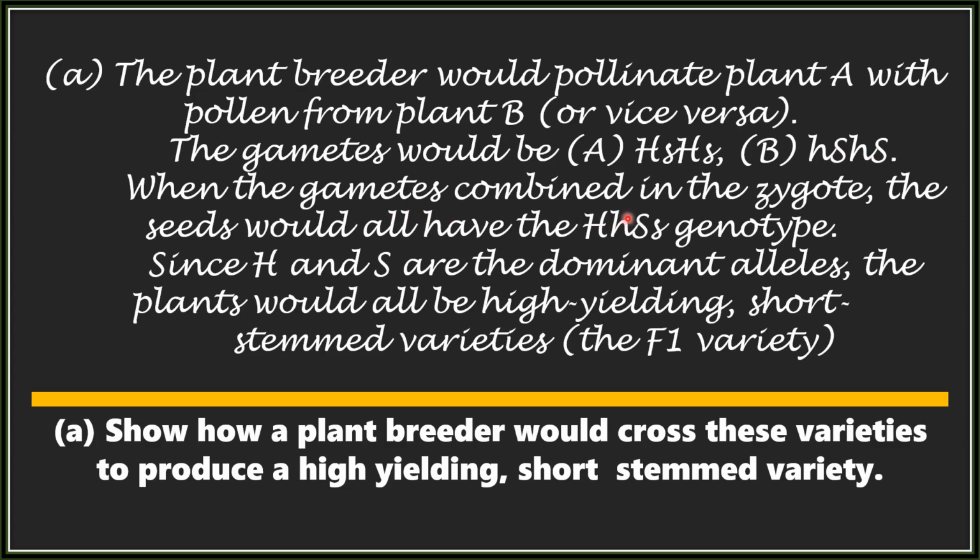When the gametes combine in the zygote, the seeds would all have capital H, small h, capital S, small s genotype. Since capital H and capital S are the dominant alleles, the plants will all be the high-yielding, short-stemmed variety. That is the F1 variety.